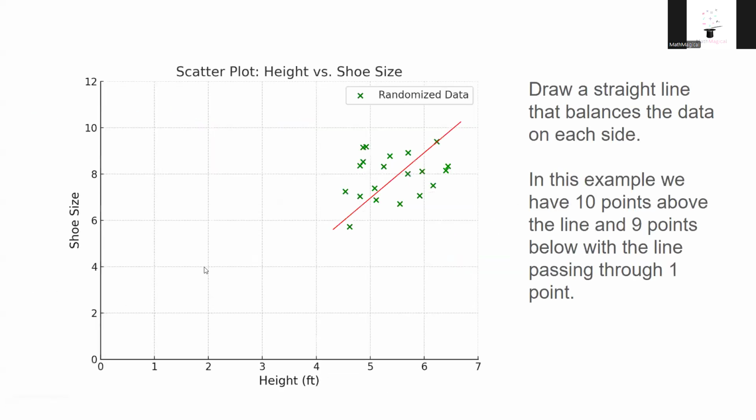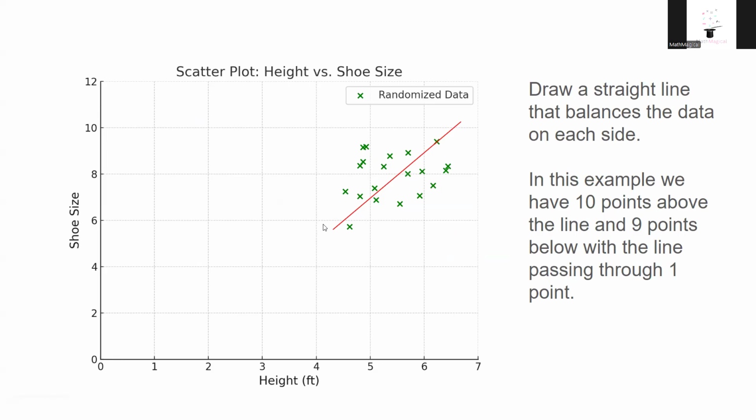Let's draw the line of best fit. First, you look at your data points. Do they form a pattern? Are they rising from left to right or are they falling? Now imagine a straight line that passes through the middle of the points, balancing the data. It doesn't have to touch every point, just follow the trend.